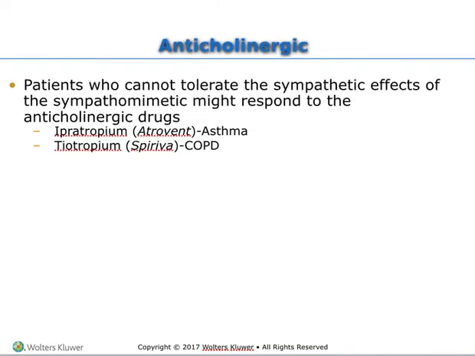Anticholinergics. These are used for people that can't tolerate a sympathomimetic. So ipratropium, tiotropium, those are common ones. Atrovent is more for asthma. Spiriva is more for COPD. These are also good at long-term maintenance, preventing acute exacerbations. These are not treatment for an acute exacerbation, but they can help prevent and minimize exacerbations. Okay?